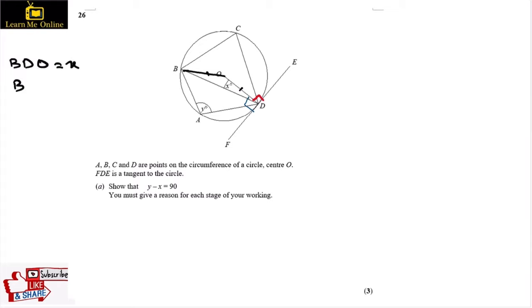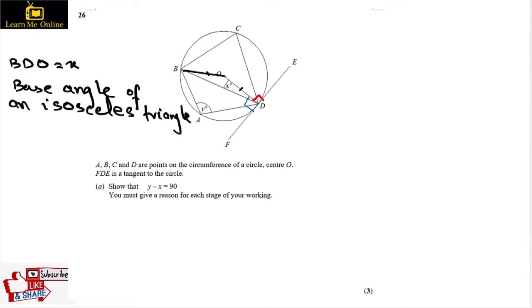And the reason is base angles of an isosceles triangle are equal. Okay, so from here we know that if this is the x, then this is x as well. So we know that both the angles are x. And if both of them are x, then of course the angle at O would be 180 minus 2x, because we know that the angles in a triangle add up to 180.